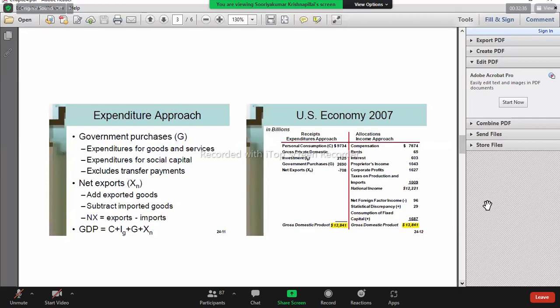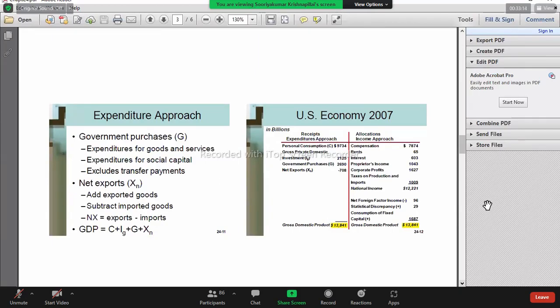And expenditure for social capital. So the schools and the highways, roads, these are publicly owned resources. So it's not private. For that they invest and purchase goods and services for the construction of schools and roads. So that is expenditure for social capital.